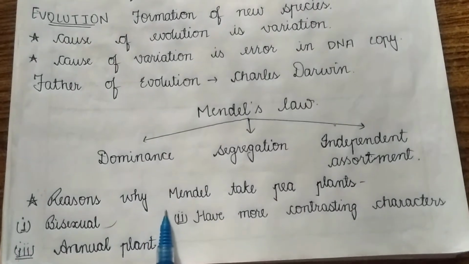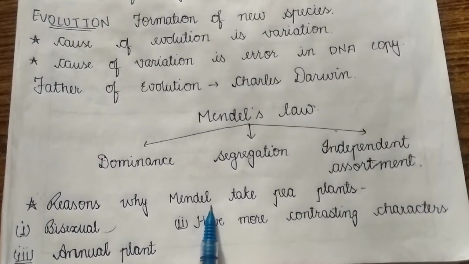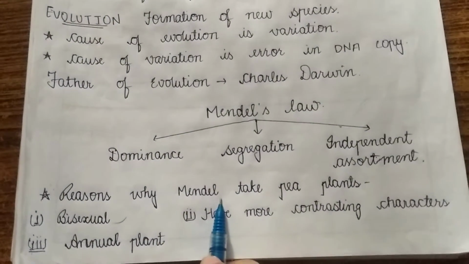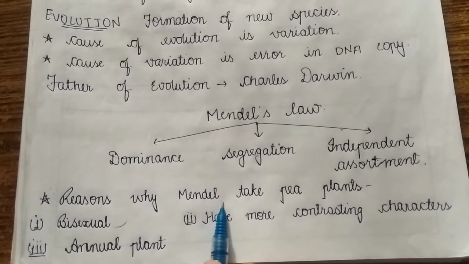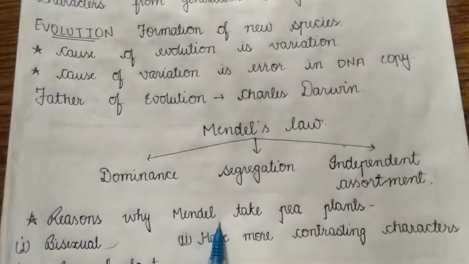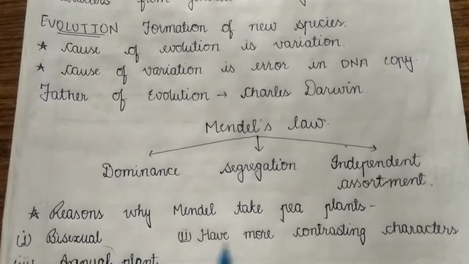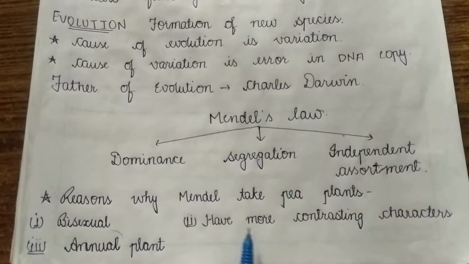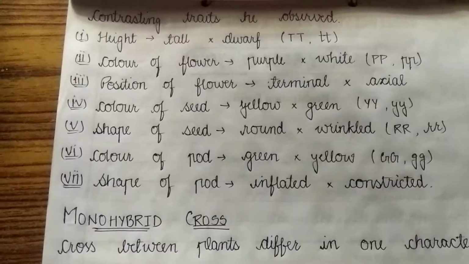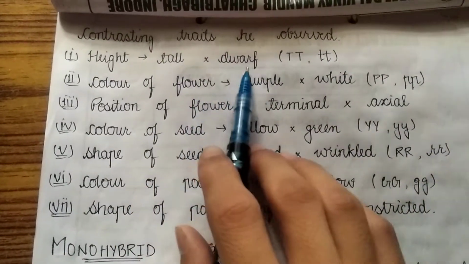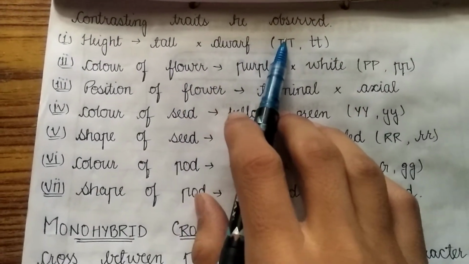Now in our book it is given that Mendel had taken pea plants for his experiment. Now the question is why he took the pea plant. So three reasons are: they are bisexual, they have more contrasting characters, and they are annual plants. Now we will see some contrasting traits or characters that he observed.